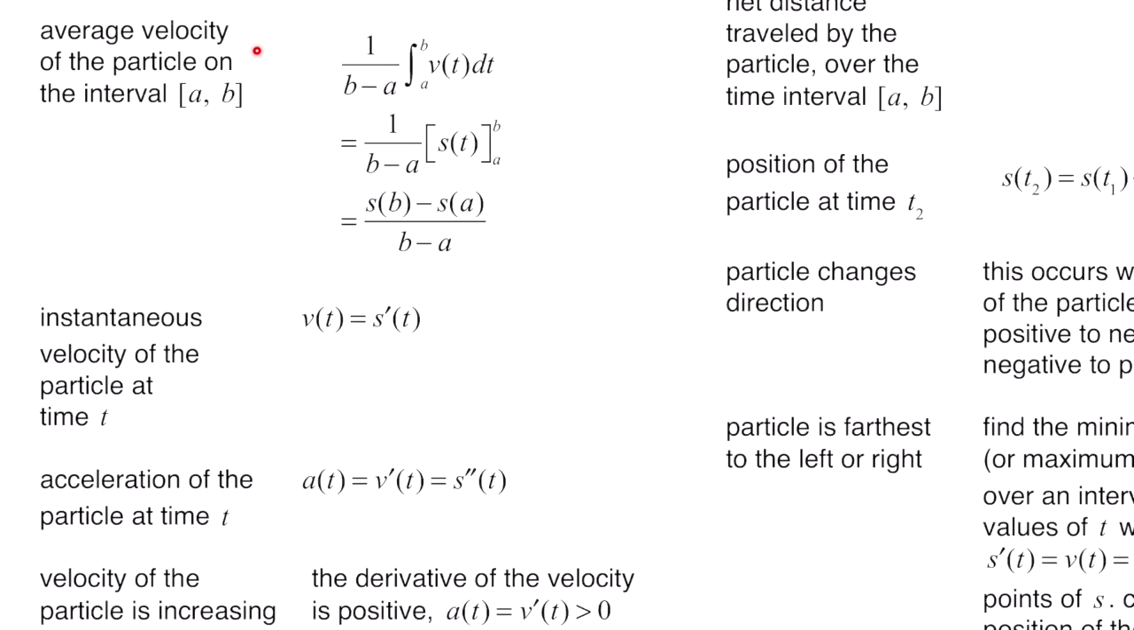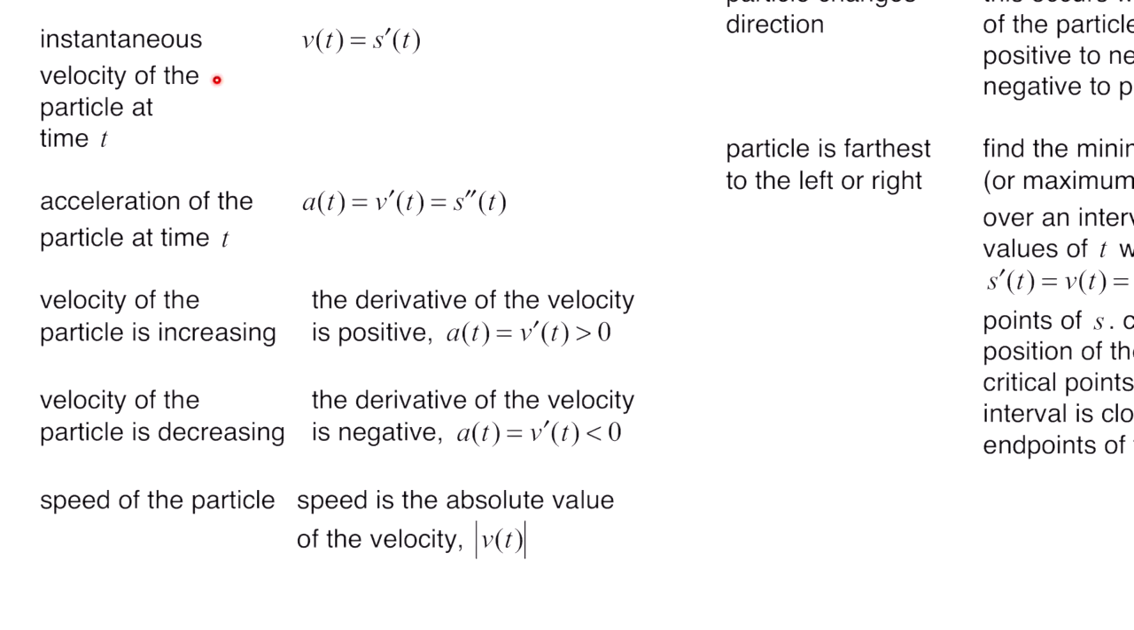For average velocity of the particle on the closed interval from a to b, you have your average value formula. It's 1 over b minus a, the integral from a to b of v of t dt. If you integrate velocity, that gives you position. Again, position is indicated by s. And you evaluate from a to b, so we plug in b minus plugging in a, and you get s of b minus s of a, all divided by quantity b minus a. So again, this is average velocity, or you could use this formula for average velocity.